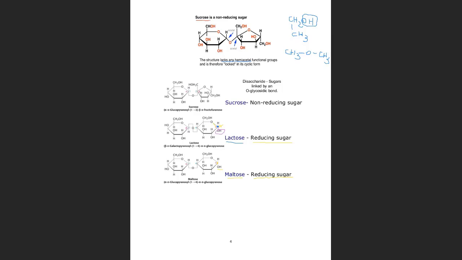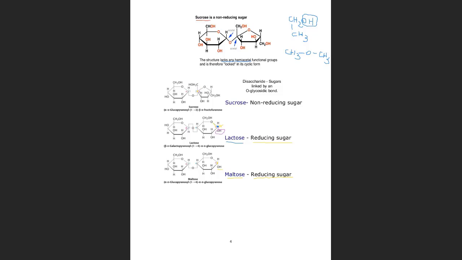But what happens with sucrose? Why is it not? Because when we look at this carbon, they are locked. The carbon that is bound to the ether is bound to 2 other carbons. It doesn't have the alcohol, none of them. That's why sucrose is not a reducing sugar.